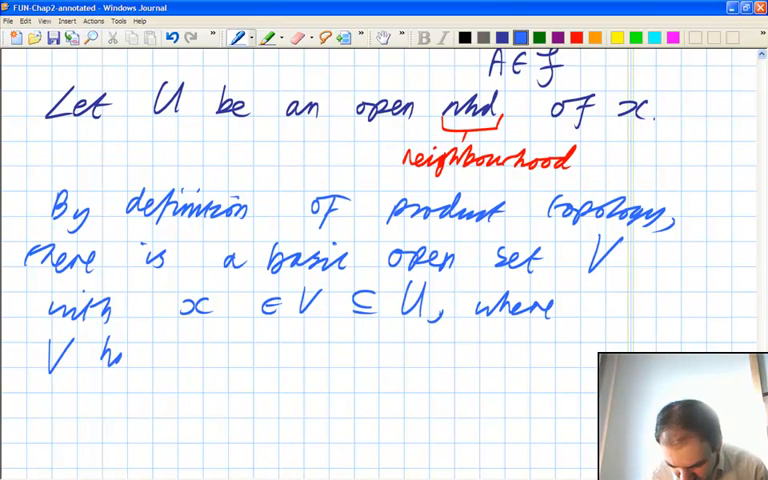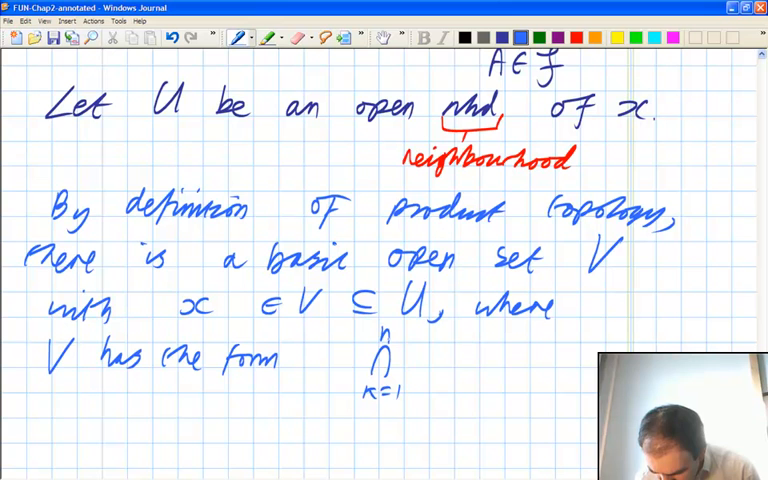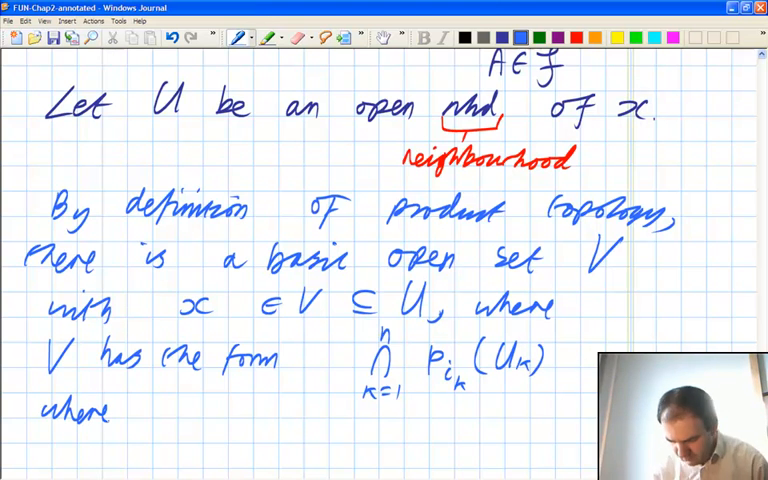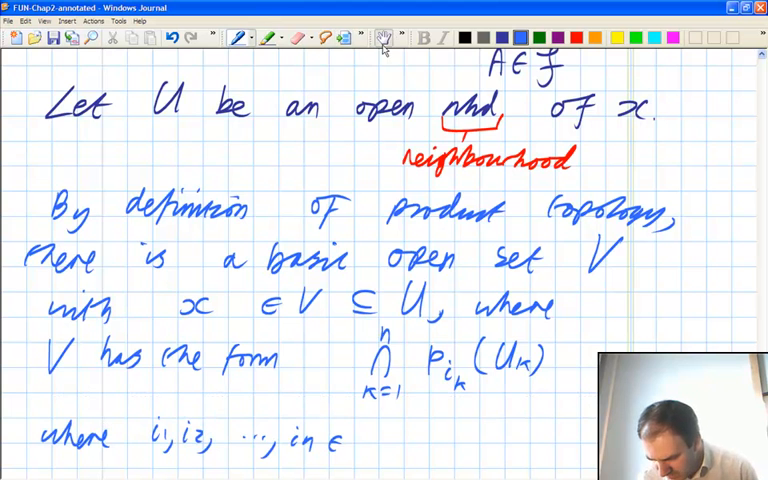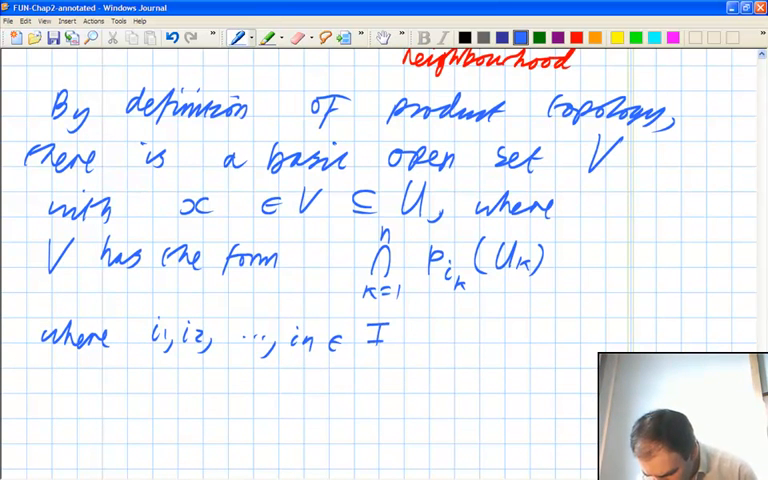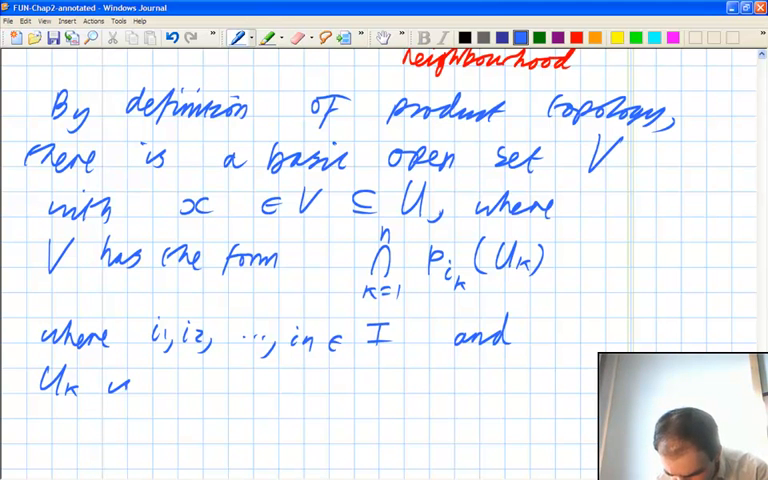V has the form intersection from k equals 1 to n of the pre-image under the projection p_ik of a subset uk, where i1, i2, and so on up to in are in I, your indexing set, and uk is an open set in X sub ik.